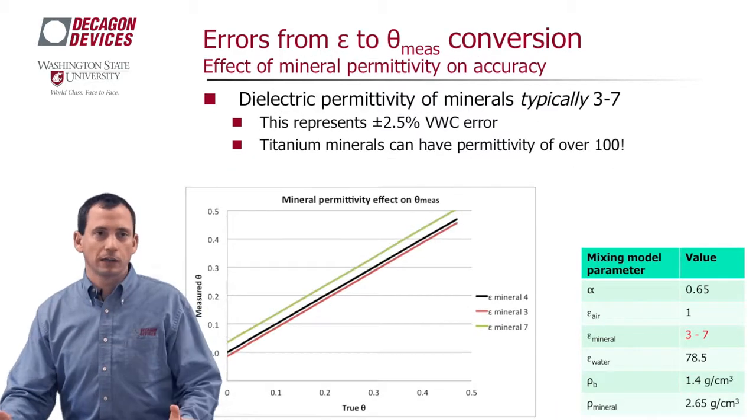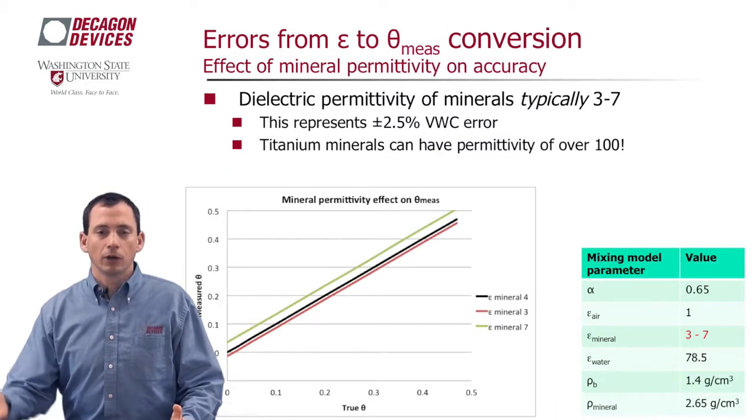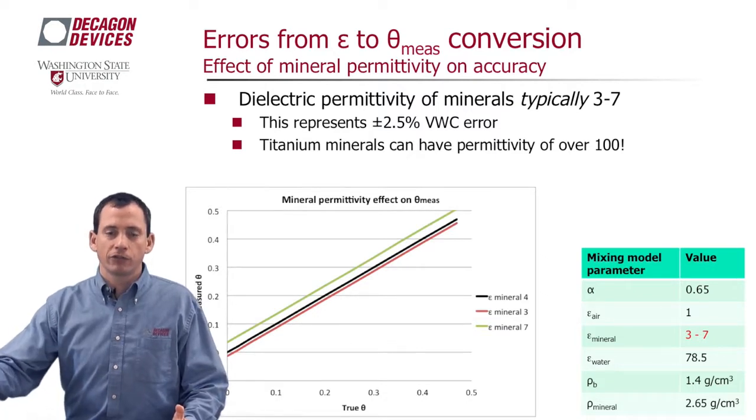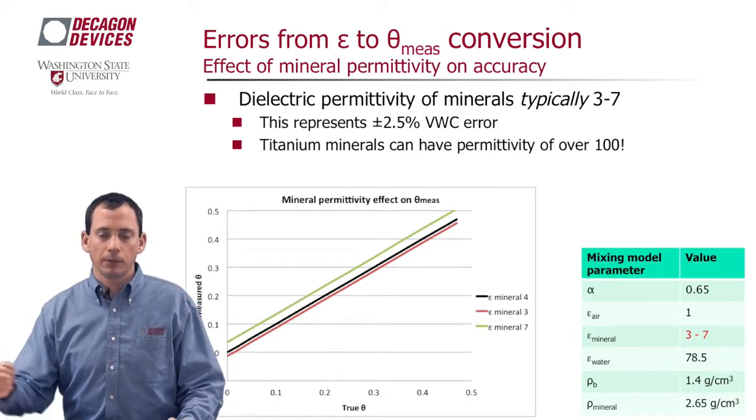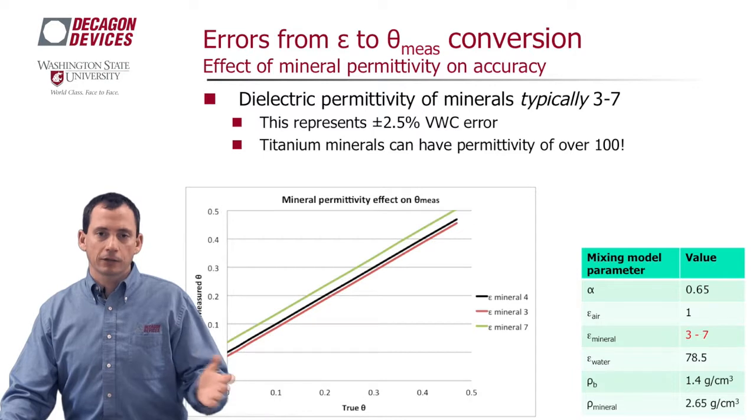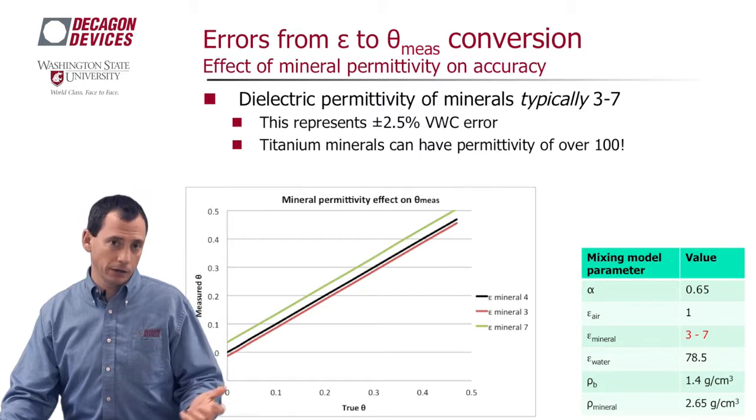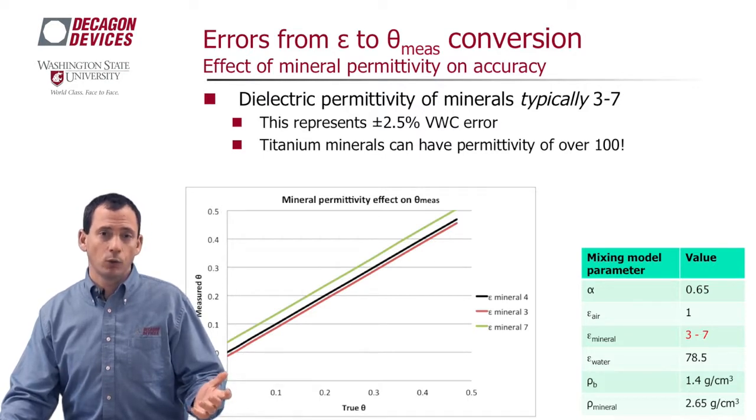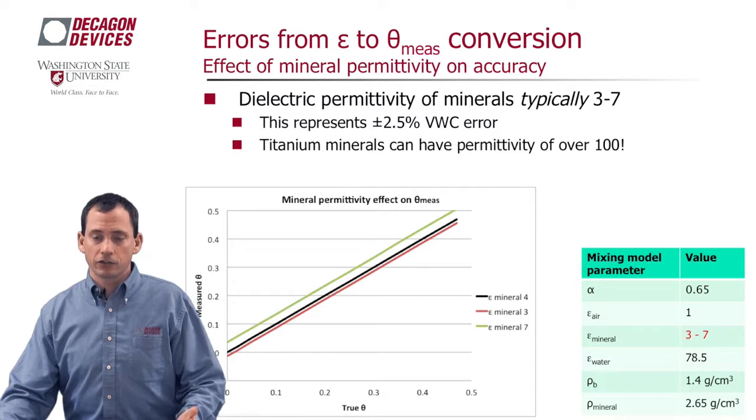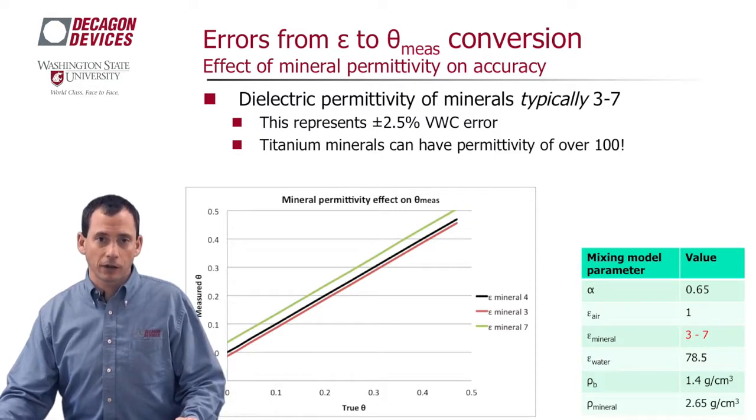So let's move on a little bit and look at what happens when you're measuring in soils that have different mineral permittivities, different mineralogy. Different minerals have different dielectric permittivities. The dielectric permittivity of soil minerals is typically between 3 and 7. This already represents a plus or minus 2.5% error in the water content measurement. Okay, so that already blows the claim of 1 to 2% water content accuracy in any soil right out of the water.